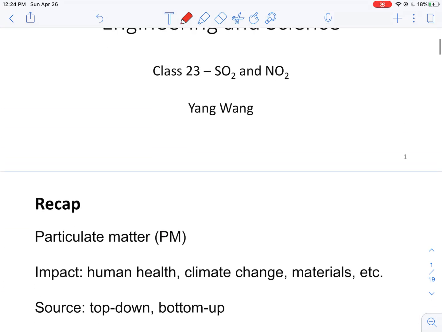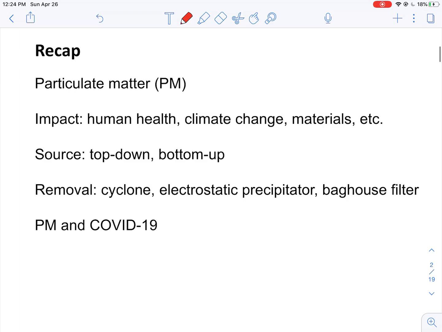In our last class, we talked about particulate matter, right? We know that PM is one type of criteria air pollutant, which means that it's very important, both because of its toxicity and also the large amount that's being emitted. So it can have a huge impact on our daily life. It can impact human health, climate change, materials, and so on.